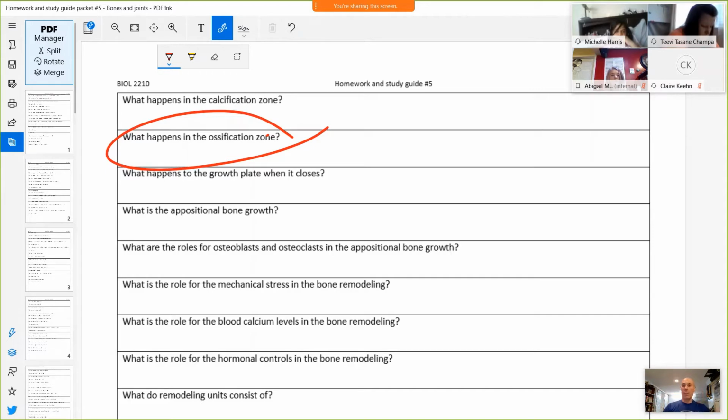Appositional bone growth. Growth of the bone, kind of from the inside, growth in width, remodeling. So osteoblasts in the appositional growth, they deposit new bone. Osteoclasts remove the old bone. Does that make sense so far? So think of it this way. Can you imagine a long bone like a humerus?